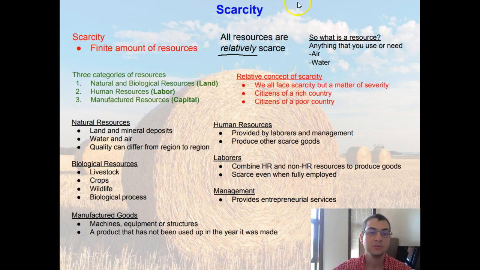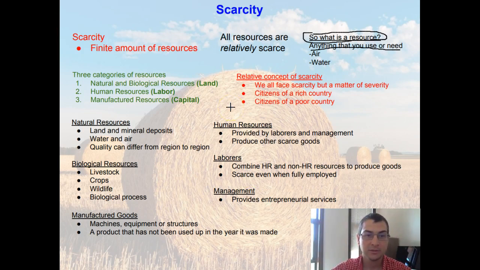So, what exactly is a resource? We keep talking about resources, but what is that? A resource is basically anything that you use or need to produce another good. That might be air, it might be land, it might be water. Well, let's think about a farmer real quick. What does a farmer need to produce a crop? Well, they need land, they need water, they need air, they need seed, all to produce a crop.